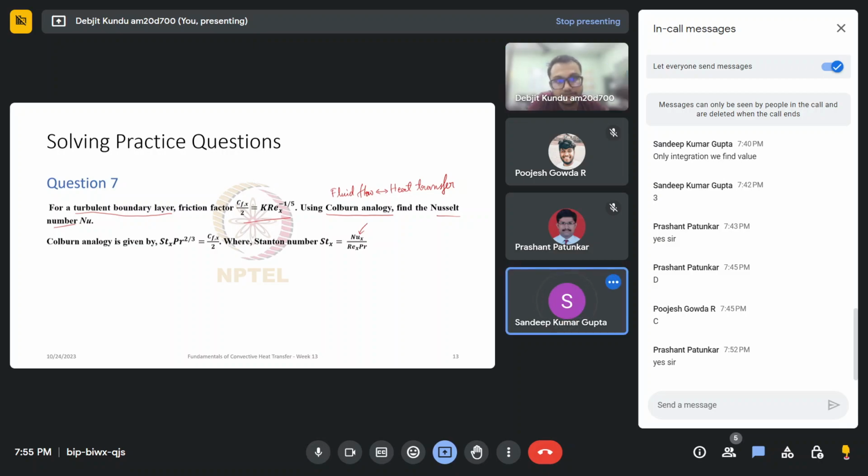Yeah. K times Reynolds to the power 4 by 5 into Prandtl number to the power 1 by 3. Okay. So Nusselt number is proportional to this. Let's see if we can get any more responses.